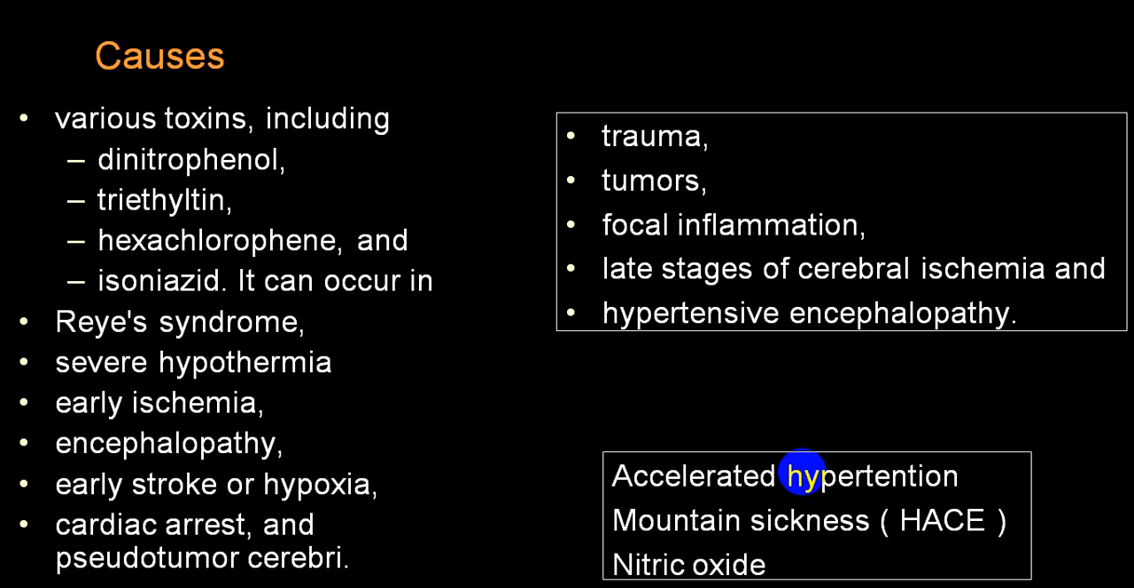You can divide them into trauma, tumor, inflammation, ischemia, hypertensive encephalopathy. There is one odd condition we call mountain sickness, or high altitude cerebral edema, short form HACE. Even nitric oxide can produce damage, and that can also result in cerebral edema. Among some odd toxins, isoniazid and hexachlorophene can also produce cytotoxic edema. Reye syndrome, severe hypothermia, early ischemic encephalopathy, early stroke, severe hypoxia, cardiac arrest, pseudotumor cerebri. These are the other conditions which can produce cerebral edema.